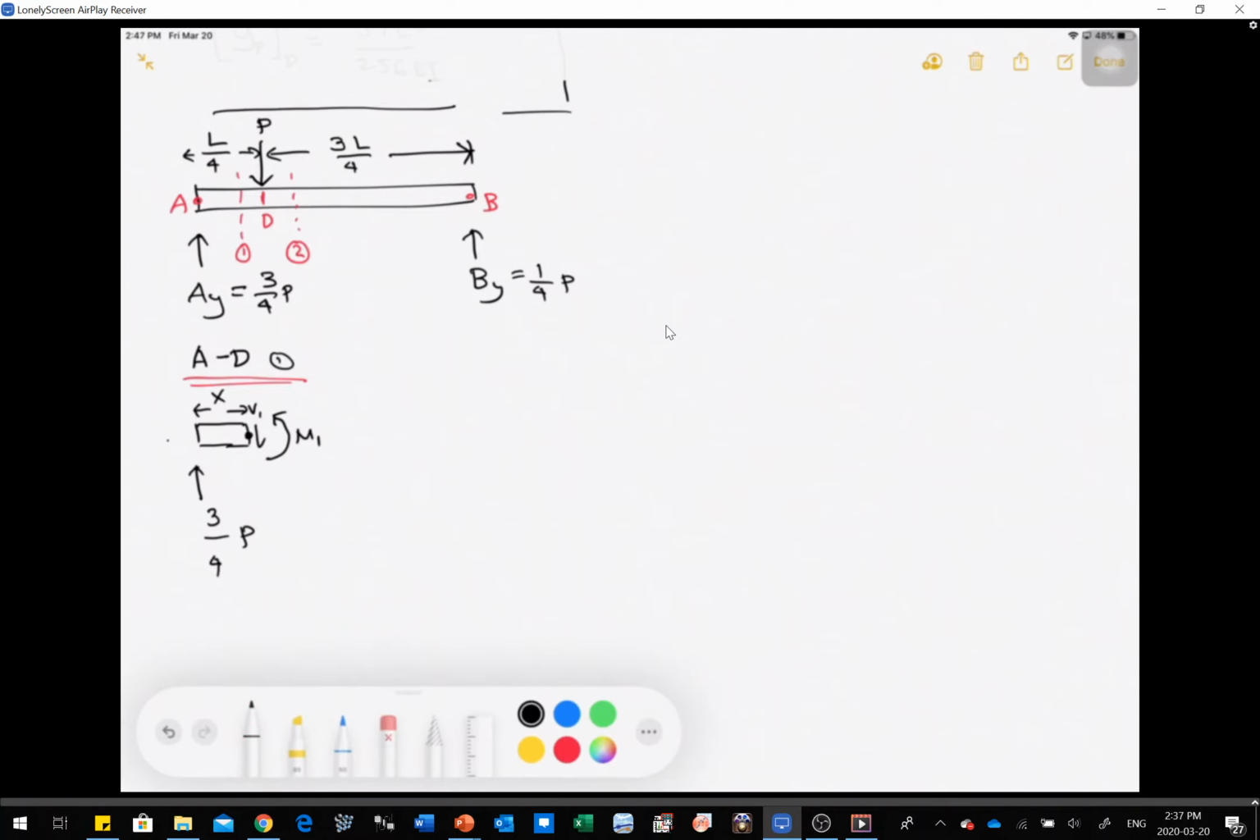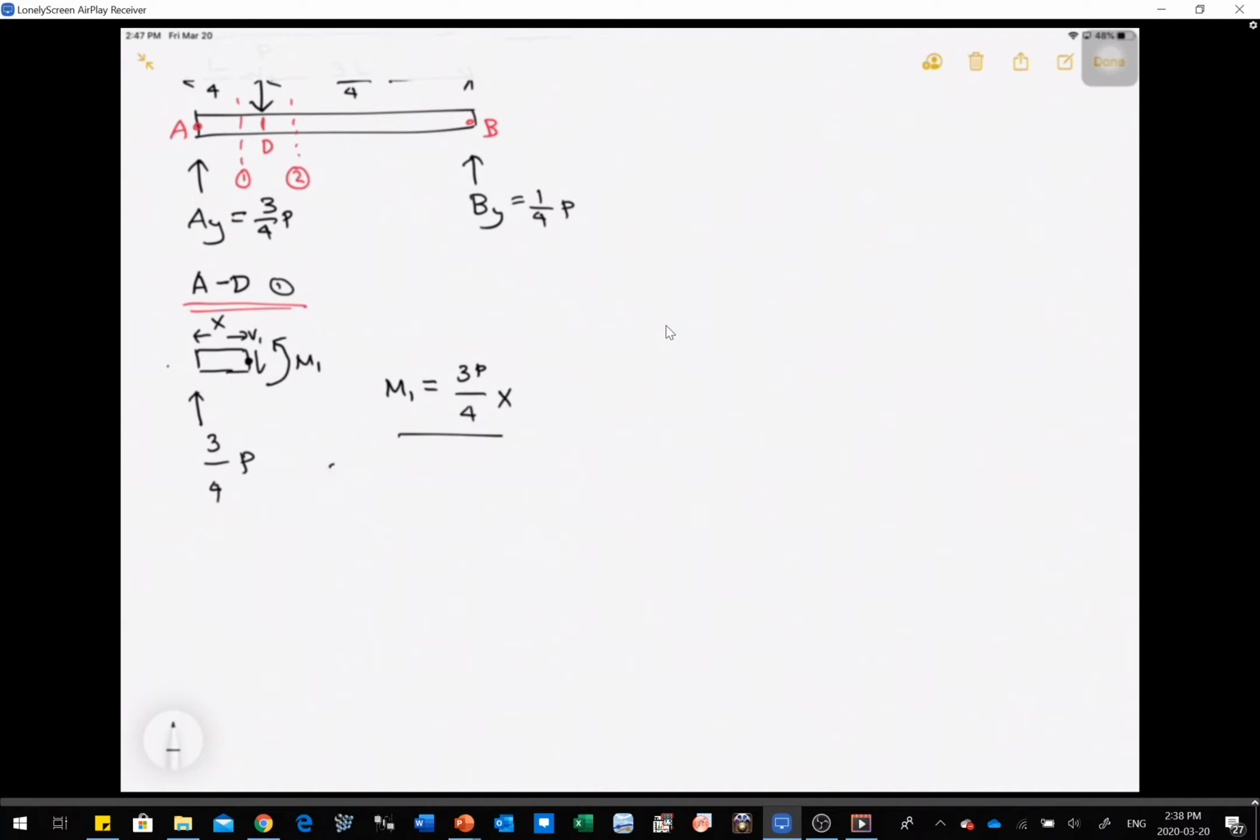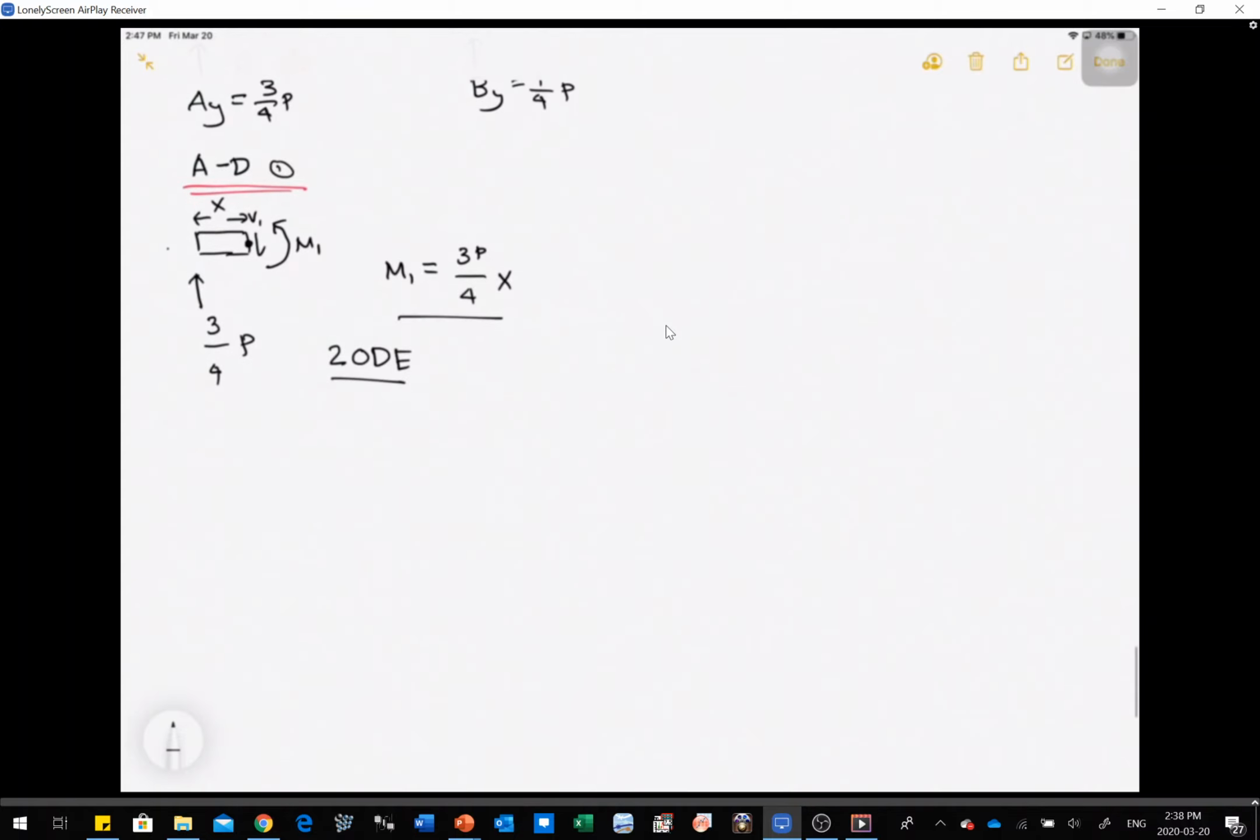Now, if we calculate for our M1, it would be equal to 3P over 4 times X. Now, we have a moment as a function of X. We can now use our second order differential equation. If we apply our second order differential equation, that's going to be EI d squared y dx squared, and that's equal to 3P over 4 X.